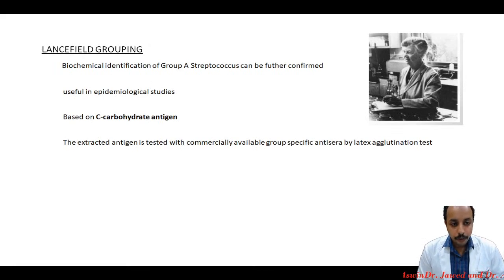Now coming to the Lancefield grouping, the biochemical identification of group A Streptococcus can be further confirmed by Lancefield grouping. It is very useful in epidemiological studies, and it is based on the C carbohydrate antigen which is present in the cell wall. This C carbohydrate antigen can be extracted from the cell wall by using hydrochloric acid, formamide, autoclaving, or special enzymes obtained from Streptomyces albus. The extracted antigen is tested with commercially available group-specific antisera by latex agglutination test. That is the Streptex test.